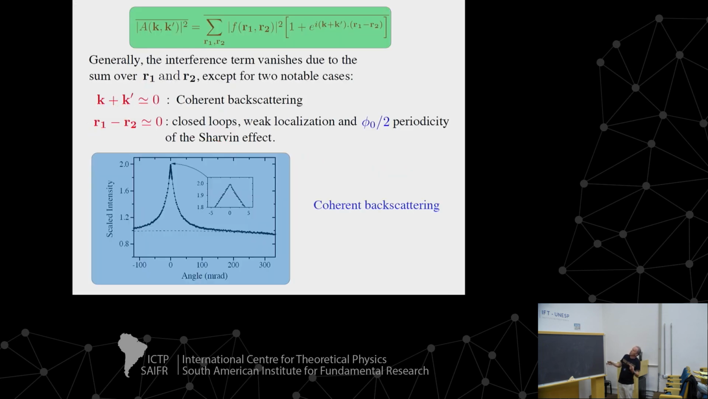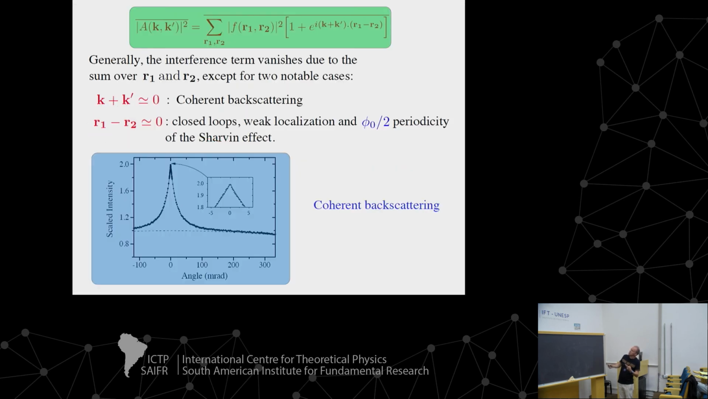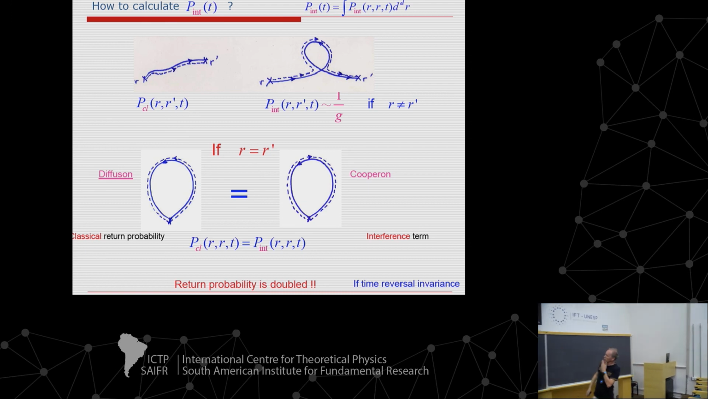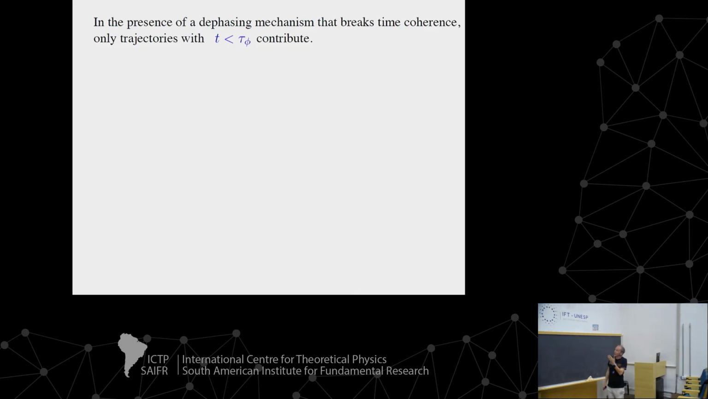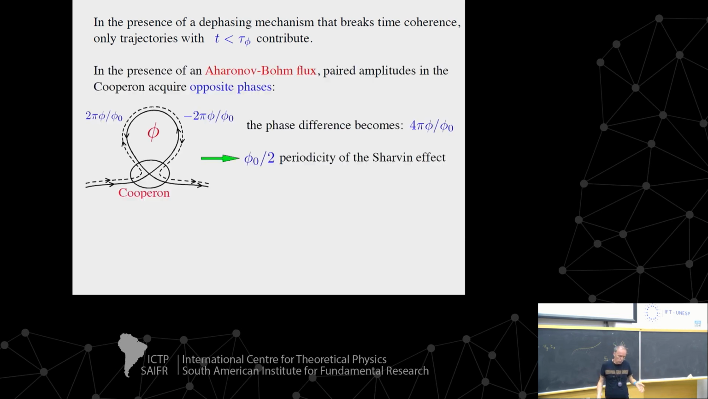what we had yesterday. You remember that if R1 is equal to R2, this coherent term is 1, and we get 1 plus 1. This is a diffusion. This is this quantum correction, and 1 plus 1 is 2. This is 1 diffusion plus 1 Cooperon. Okay? So, in the presence of a dephasing mechanism that breaks time coherence, only the trajectories with t smaller than tau phi will contribute. And now I can explain and justify what I said yesterday about this Aharonov-Bohm and Altshuler-Aronov-Spivak effect.